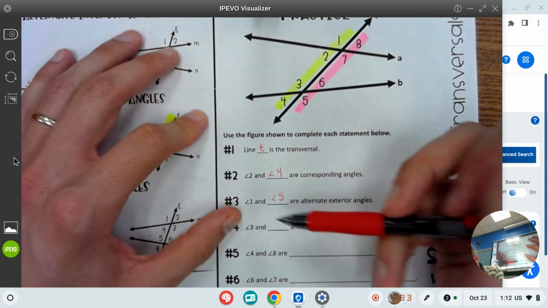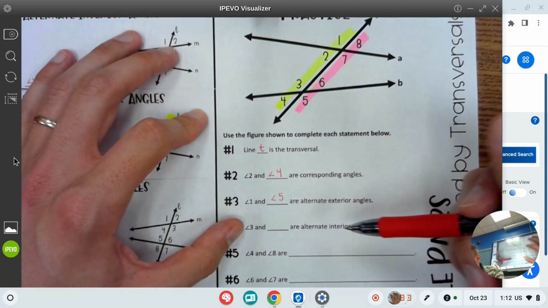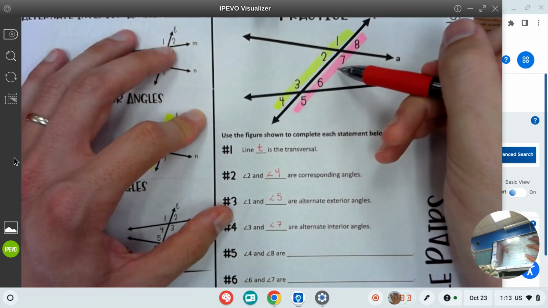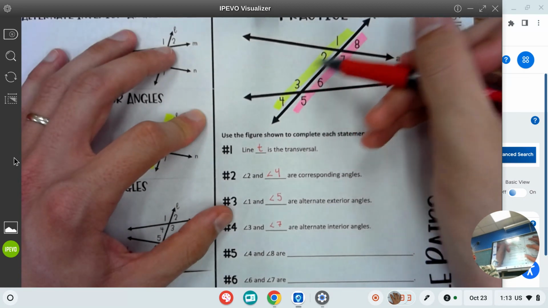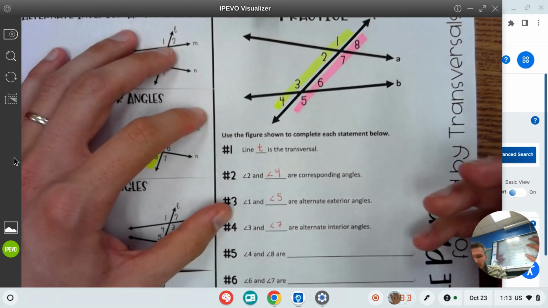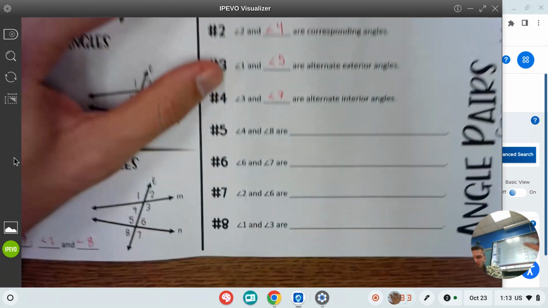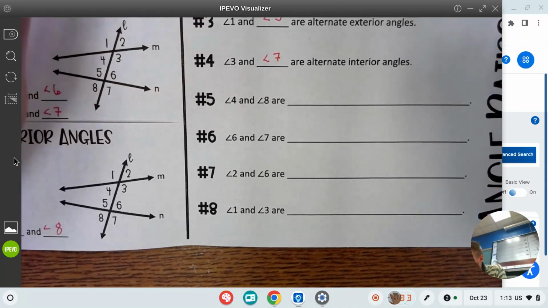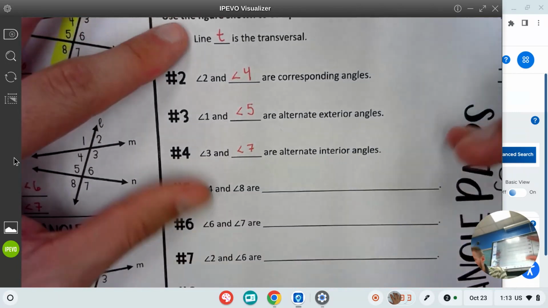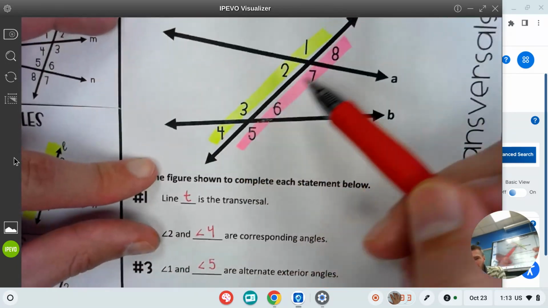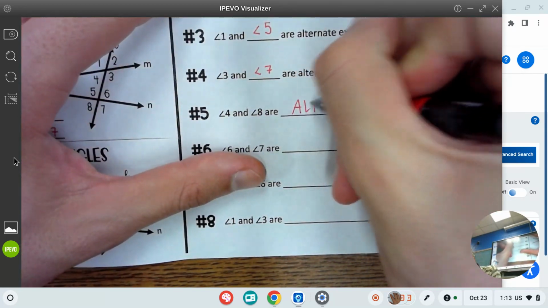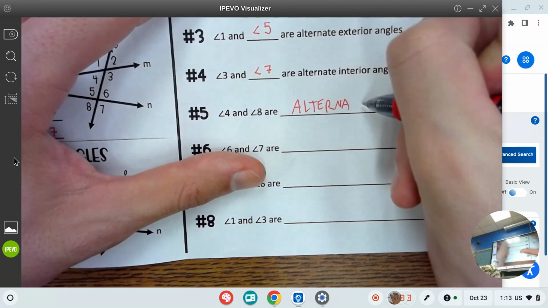Number 4, angle 3 and blank are alternate interior. 7 is correct, because alternate means from yellow to pink, and then interior means stay on the insides, 3 and 7. Well, then just solve it on your own. Number 4 says 3 and 7 are alternate interior angles. All right, number 5. Here we're going to have to write down the actual vocab term, 4 and 8. You're right, alternate because they're on different colors, exterior because they're on the outside.